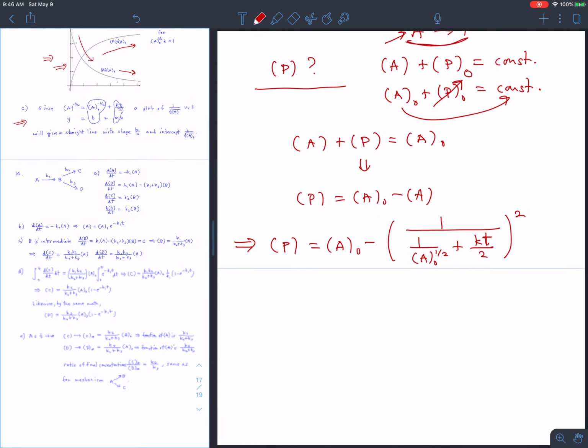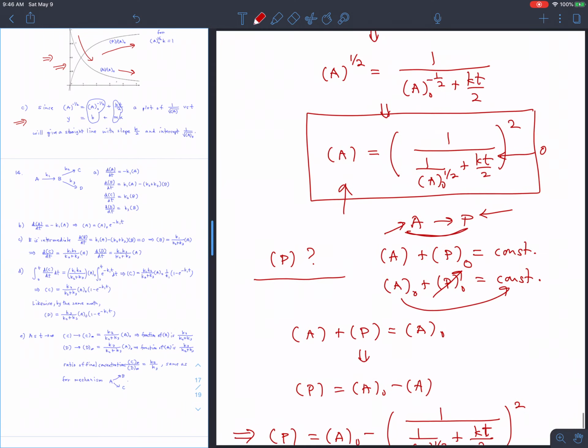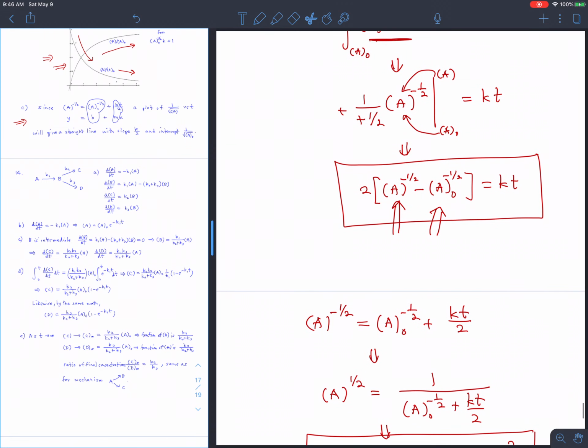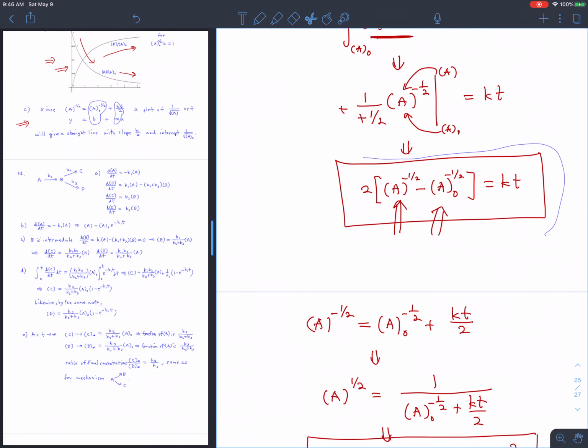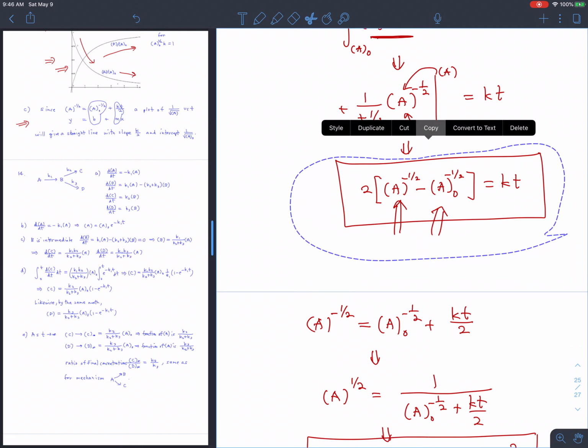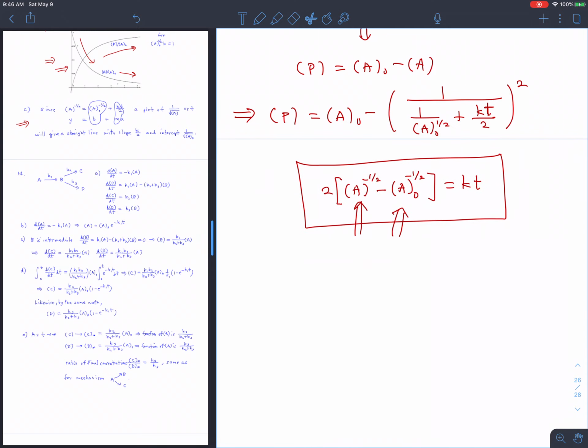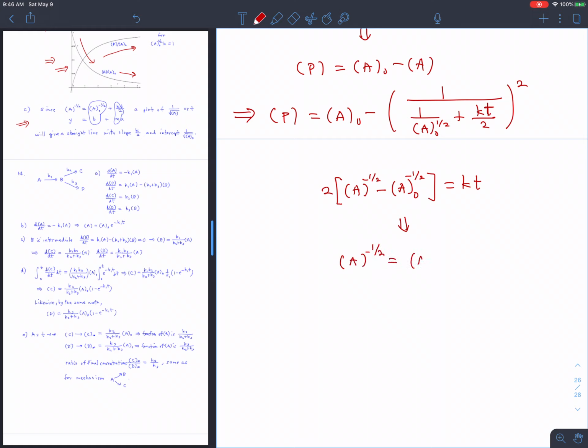And let's go over here and see what that would be in this case. To do that, let's go back up here, right? We have this relationship. This isn't quite as convenient if what you want to do is calculate A as a function of time, but it's more convenient if you want to see what kind of plot should give you a straight line. And so here, going one step more in derivation, we have that A to the minus 1/2 power is equal to A0 to the minus 1/2 power plus kt over 2, right?